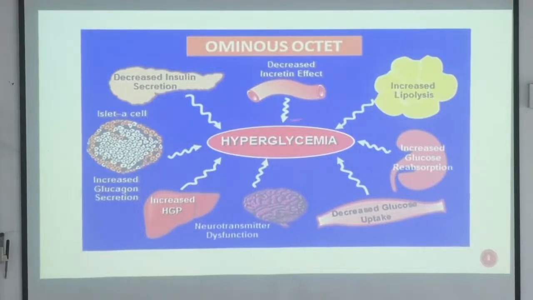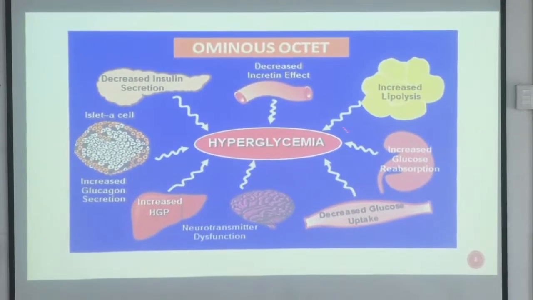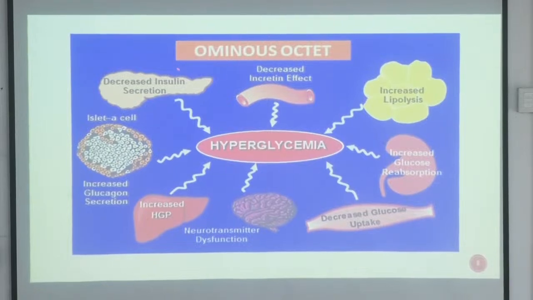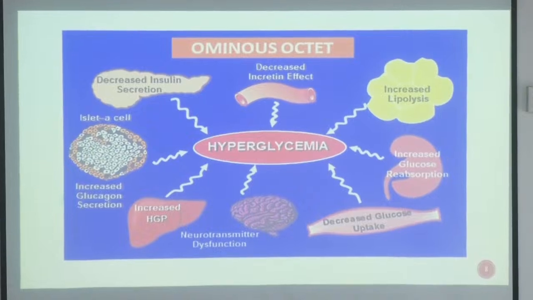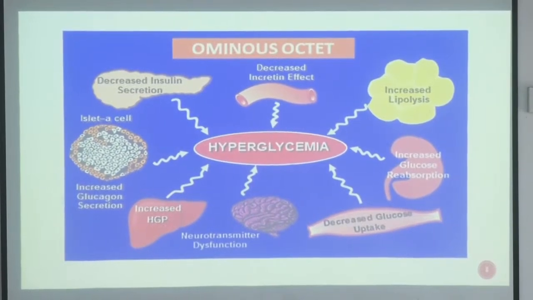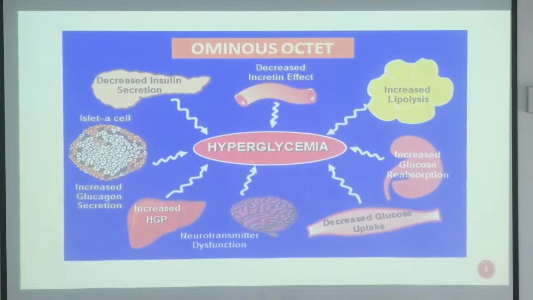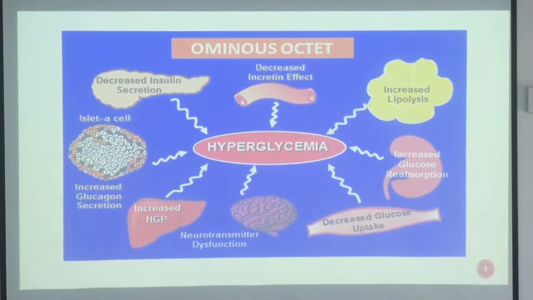Nowadays, the basic pathophysiology of type 2 diabetes mellitus is shown by the ominous octet, where the defect can be in the pancreas due to decrease in insulin secretion. The defect can be in the gastrointestinal tract, when glucose is taken orally from the intestine, some hormones called incretins are secreted, that include glucagon like peptide 1, GIP, VIP, and others. They also help in the secretion of insulin from the pancreas. So a decrease in incretin effect can lead to that.